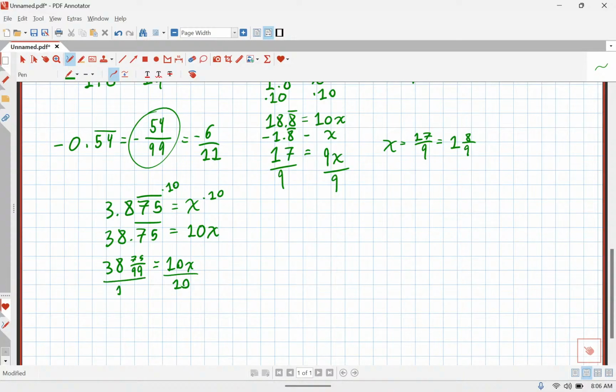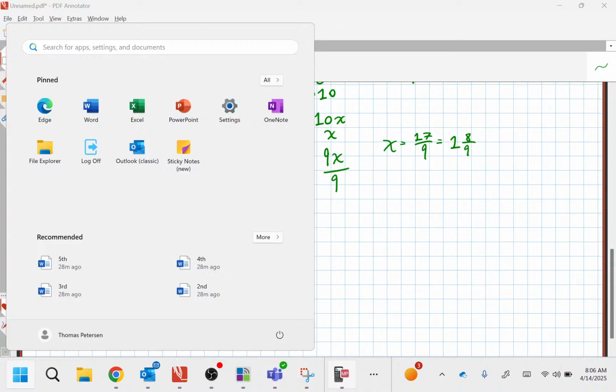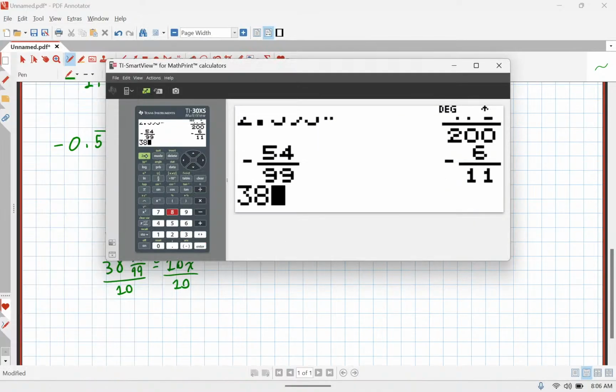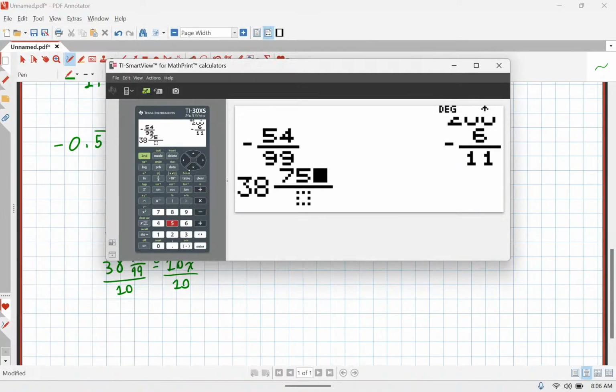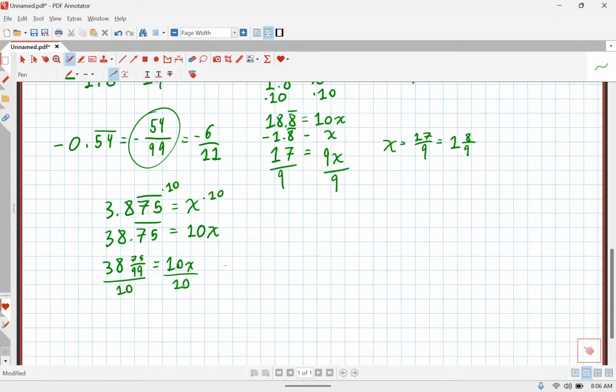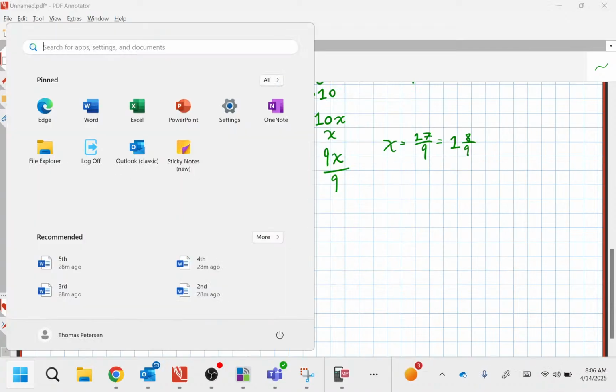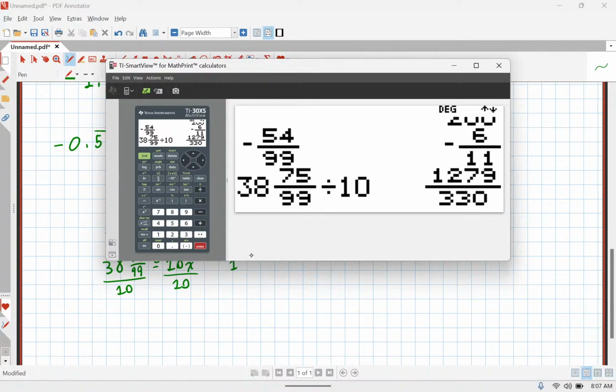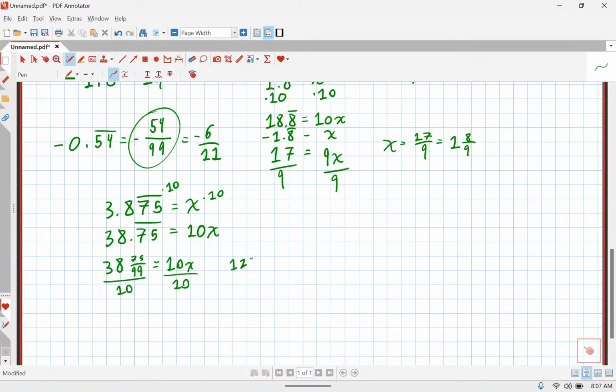Divide both sides by 10. And this is the part where I get my calculator. 38 and 75/99ths. Does it really reduce? Well, we'll get it figured out. Divided by 10 is 1,279/330ths. Nice. Very good.